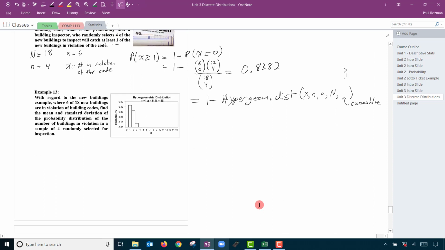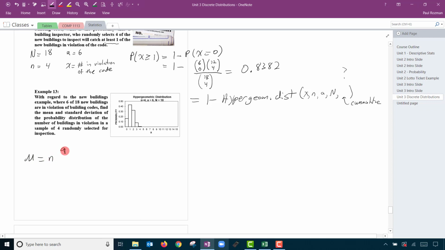Calculating the mean and standard deviation of that thing, it's basically just plug it into the formula. The mean for a hypergeometric is little n times a over big N. So in this case, we're looking at 4 buildings where 6 out of 18 are violating the code. So you get 1.3 buildings if it's repeating.